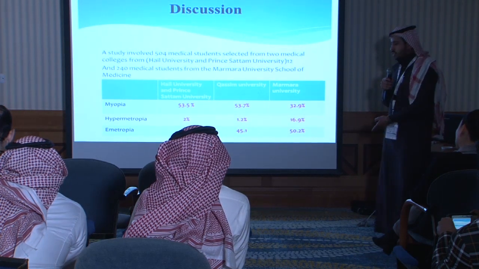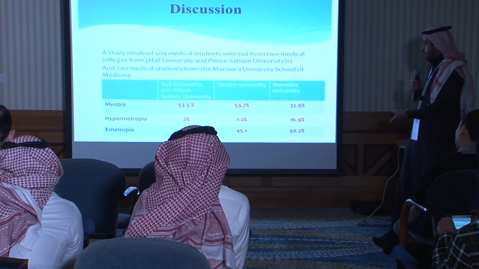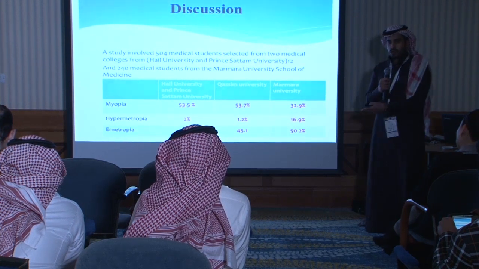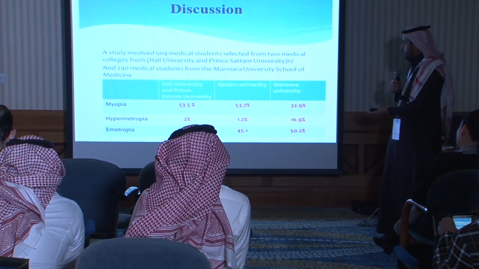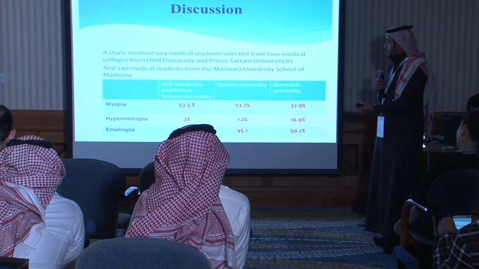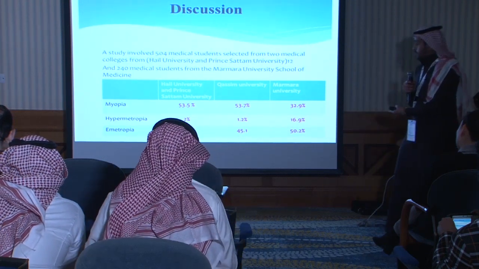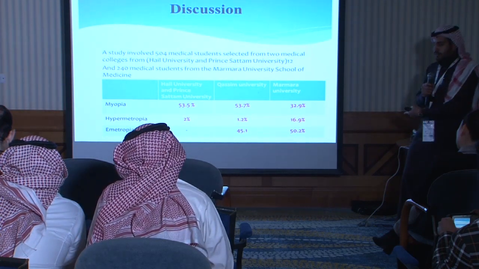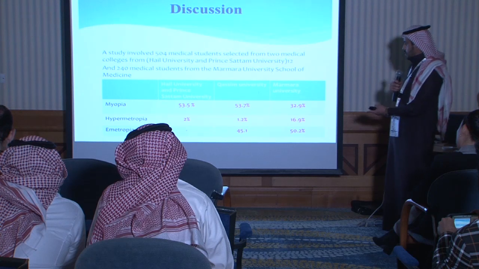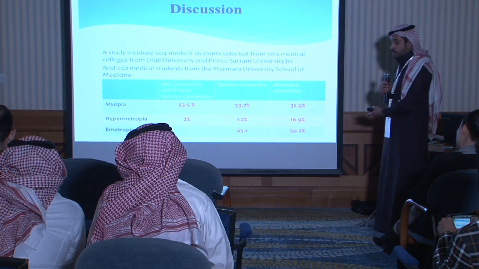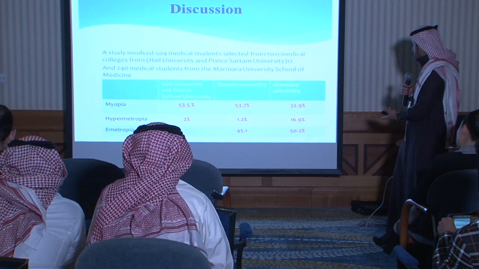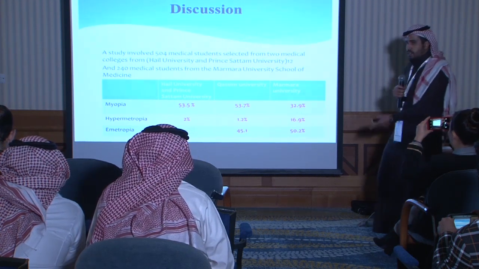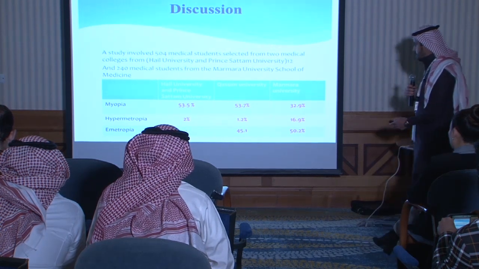The table shows a comparison between the three universities. Myopia in Saudi Arabia at Hail, Prince Sattam and Qassim University had close percentages: 53.5 at Hail and Prince Sattam, 53.7 at our university, and myopia was lower in Marmara University. Hyperopia was 2% at Hail and Prince Sattam, 1.2% at our college, Qassim University, and highest at Marmara University. Emmetropia showed a 5% difference between Marmara and Qassim.